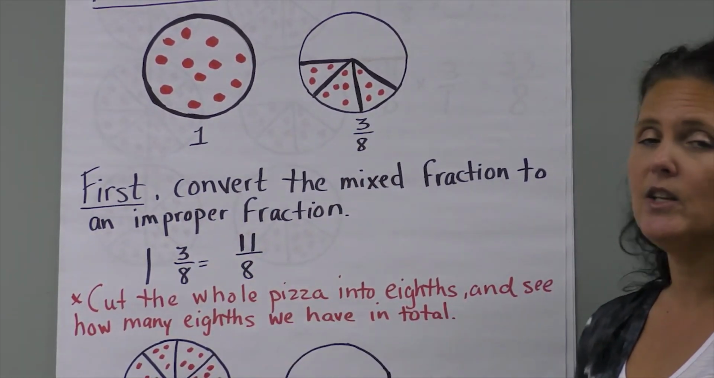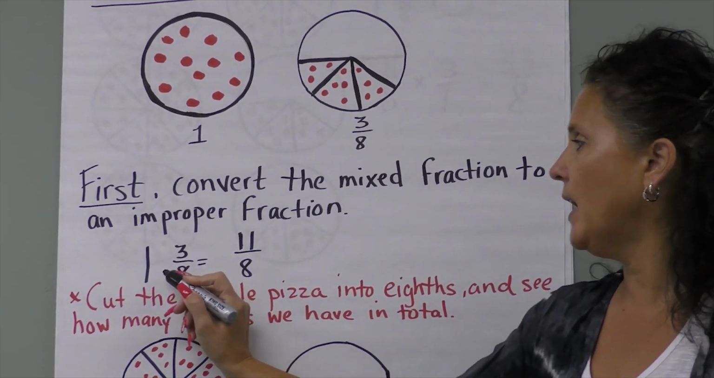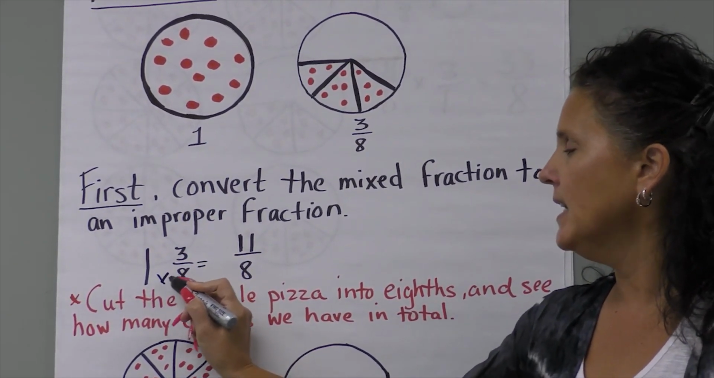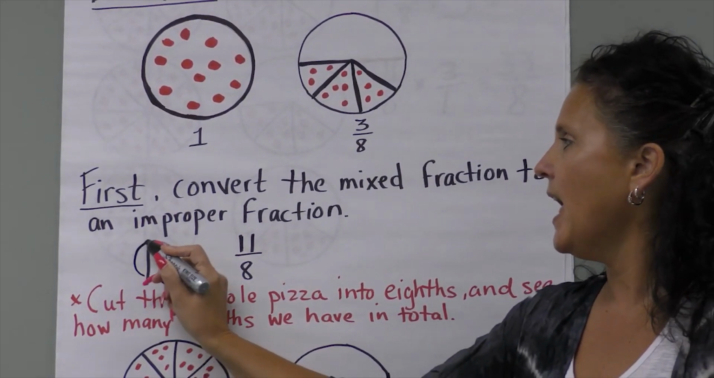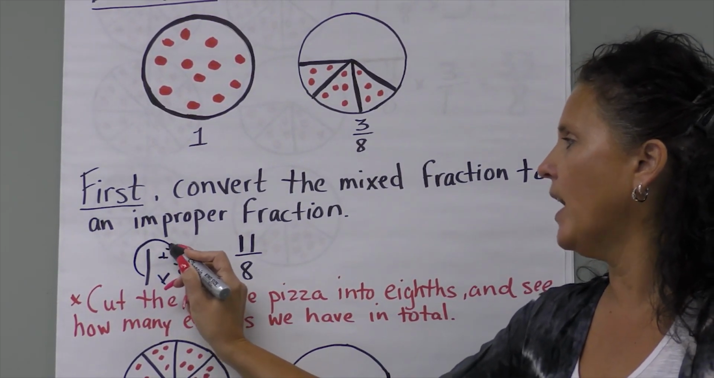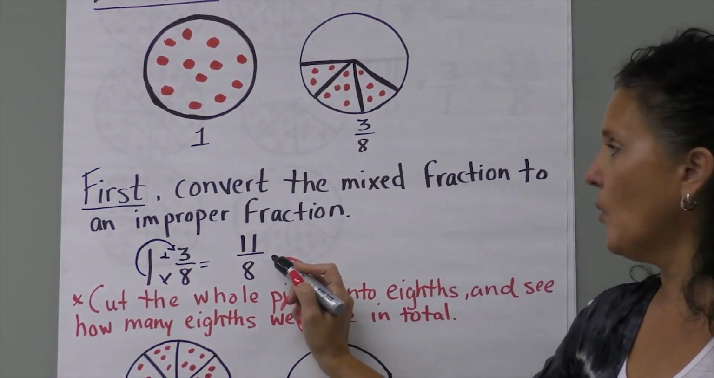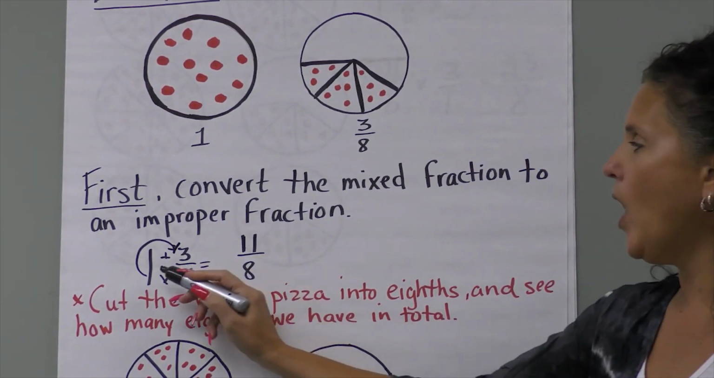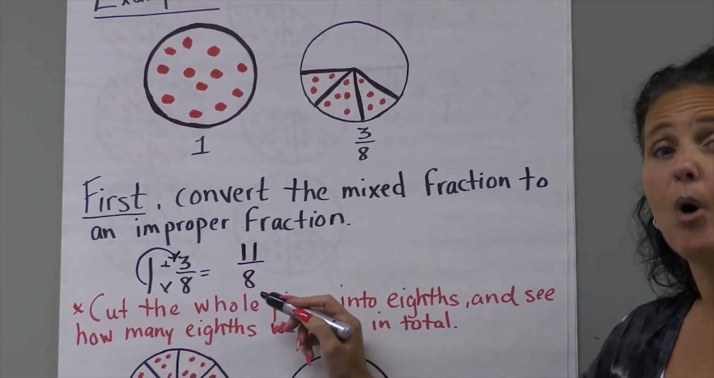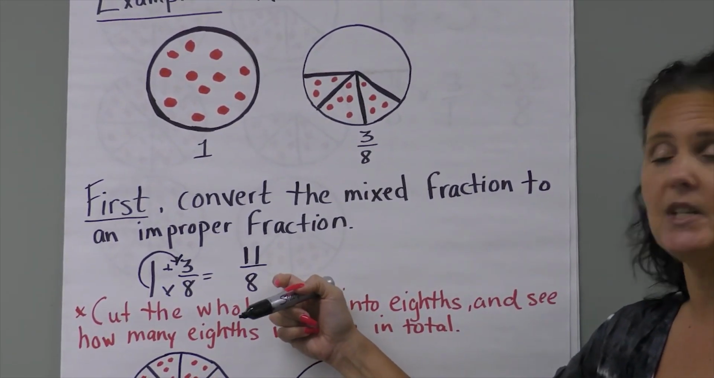The easiest way to do this, if we're looking at 1 3/8, is to multiply 8 times 1, which is 8, and then add the 3, right? That gives us 11. So 11/8 is 1 3/8 as an improper fraction. This is the way we want to use it.